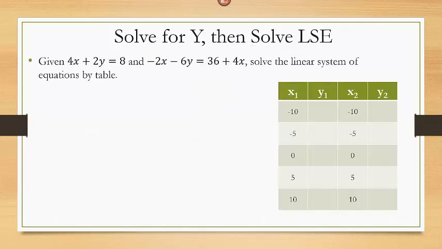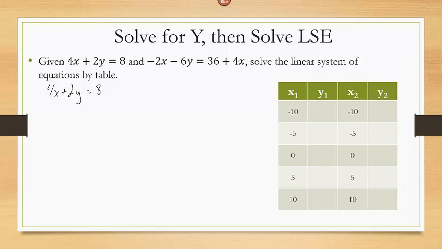Now, given our table, let's solve this system of linear equations for y, and then find the solution by using the table. So first, let's solve for y on the first equation. So we're given 4x plus 2y equals 8. First step, we're going to ask ourselves, are there any parentheses? No. Are there any fractions? No.